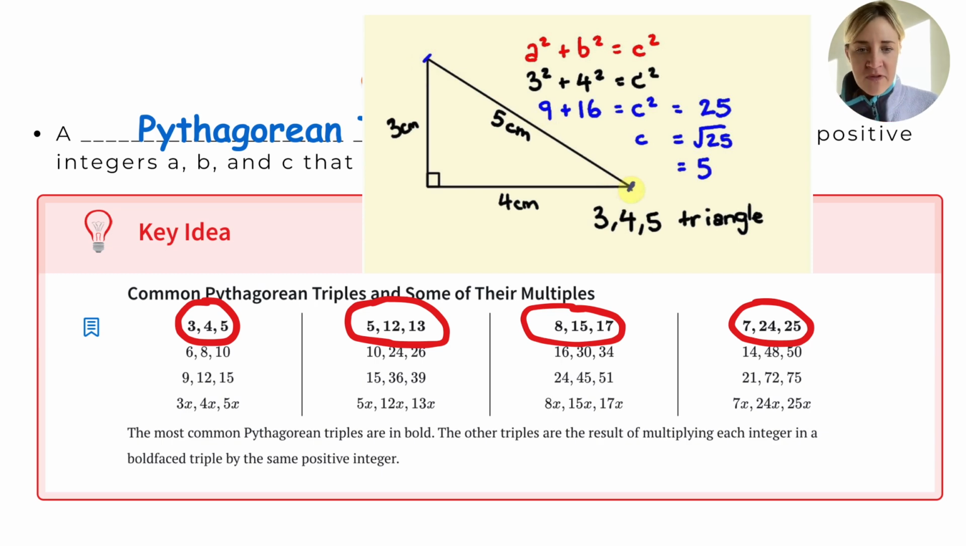Also, multiples of those numbers will work. So 5, 12, 13, double those, 10, 24, 26. Those are going to be Pythagorean triples also. So there's a ton of Pythagorean triples that are out there. A lot of times math teachers just pull from them because we know that they will work. So something to note and kind of keep your eye on.